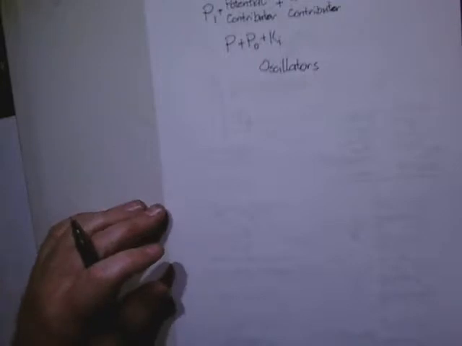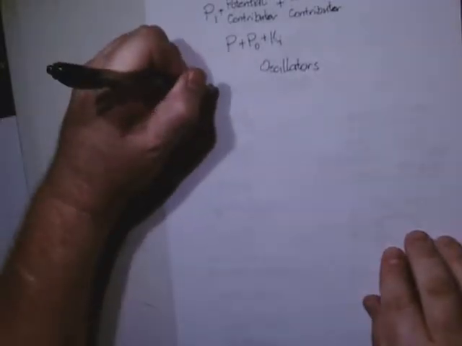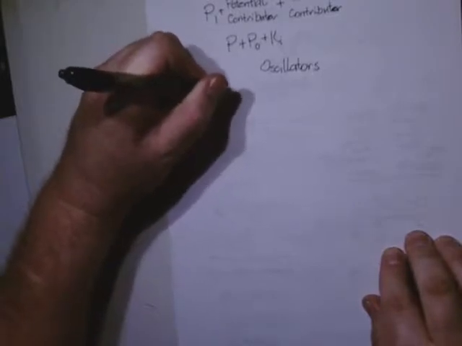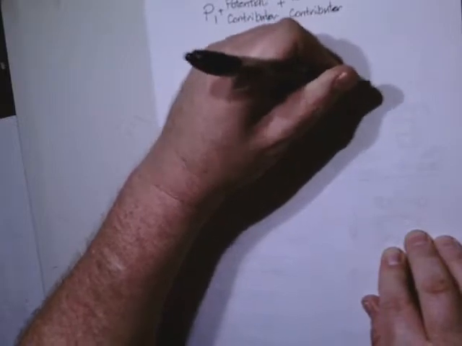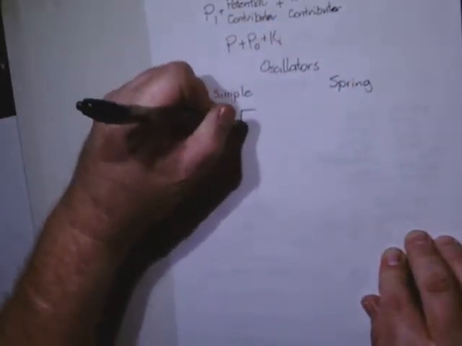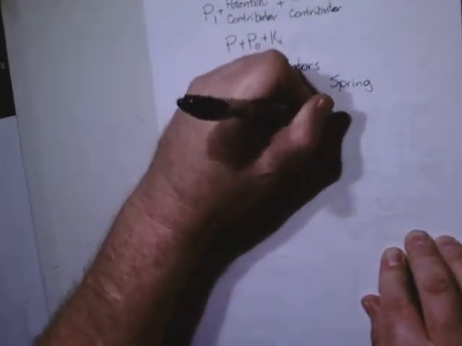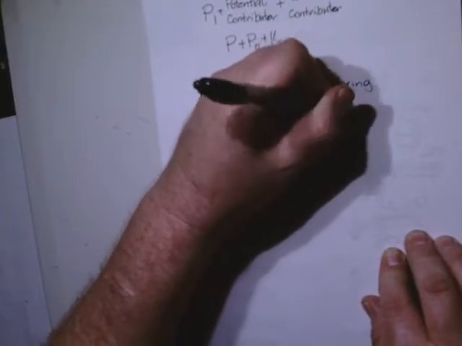Oscillators or pendulums. And I'm not sure what he's going to do. But there is what we call simple and spring. For simple, it's 2 pi square root of L over G. For spring, it's 2 pi square root of M over K.